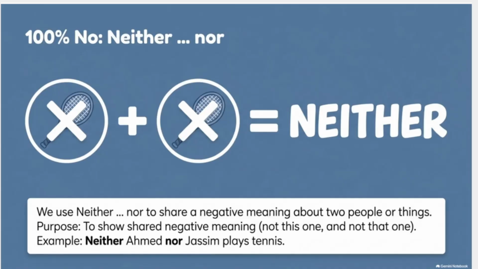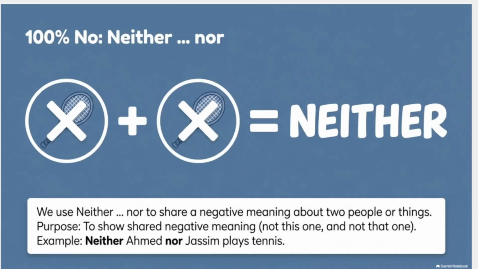Neither, 100% no. Now let's move to the second structure. Neither nor gives us a negative meaning. We use neither nor when two people or two things are both negative. For example, neither Ahmed nor Dan plays football. This means Ahmed does not play football. Dan does not play football. So neither means not this one and not that one.